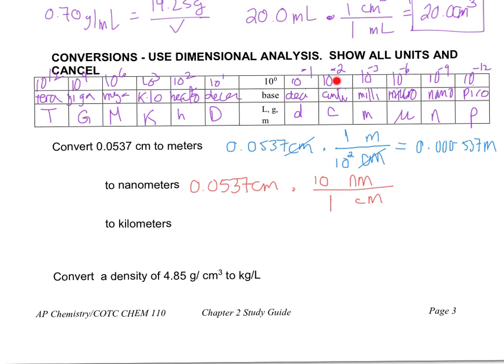Centi is -2. Nano is -9, so the difference between them would be 7. So you put 7 there. And again, you should be able to do this in your head. So if we need to move the decimal point 7 places, then you go 1, 2, 3, 4, 5, 6, 7. So that would be 5, 3, 7, 0, 0, 0 nanometers. Or you could do it with scientific notation.